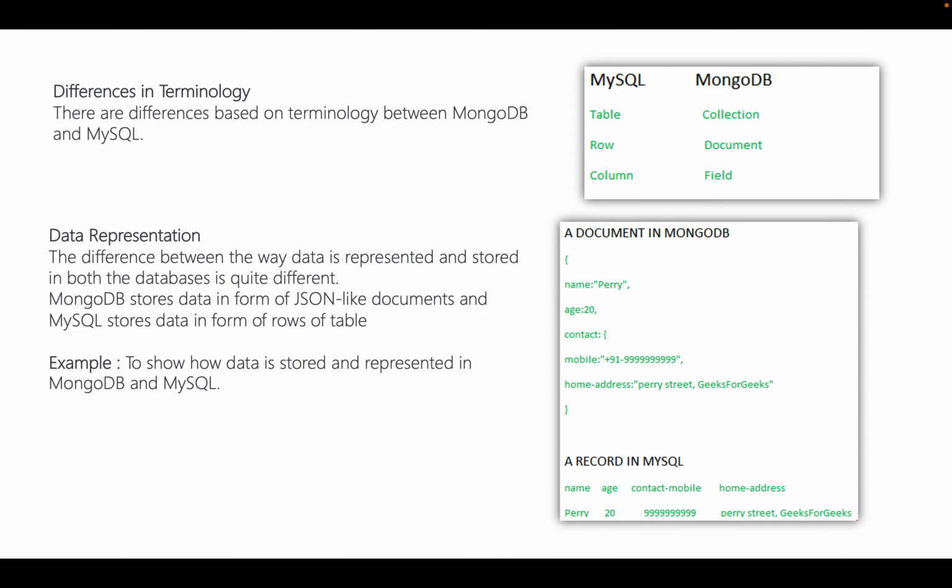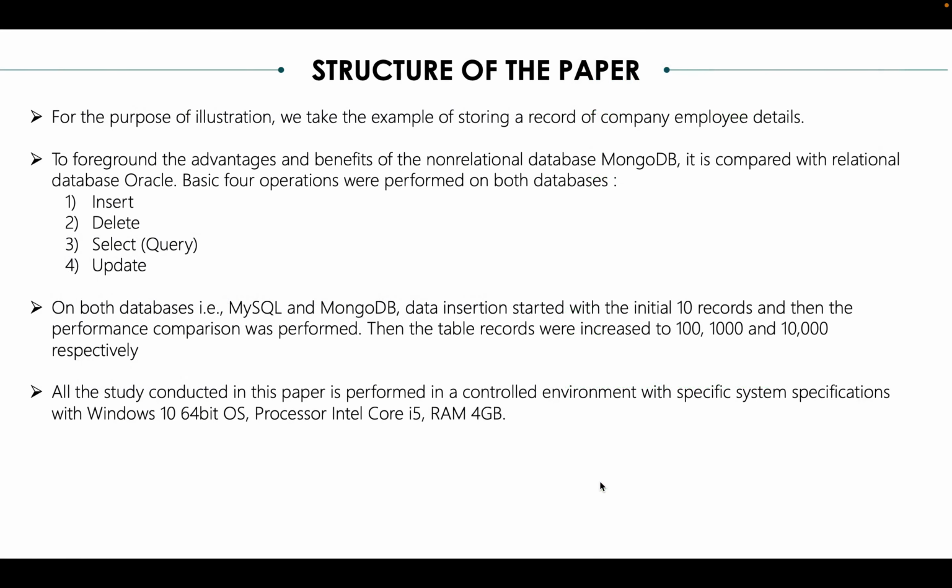These are some terminologies which are equivalent. So a MySQL table is a MongoDB collection, a row, that is an individual record, is nothing but a document in MongoDB, and a column, which represents attributes in MySQL, is known as a field in MongoDB. And we can also see the data representation. A document has values stored in name-value pairs in JavaScript Object Notation. And a record in MySQL, we can see that it is just a tabular record.